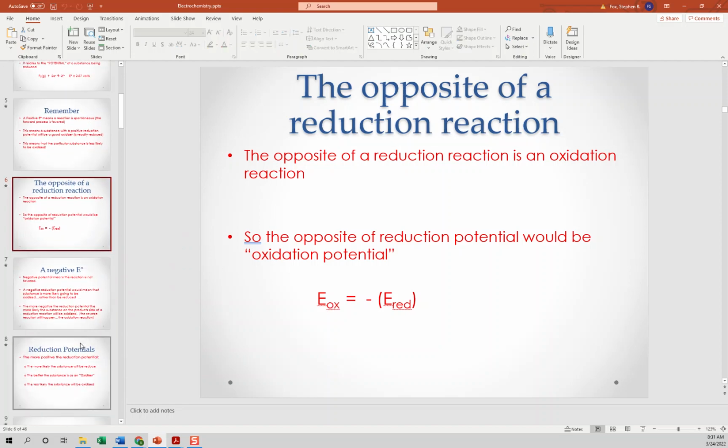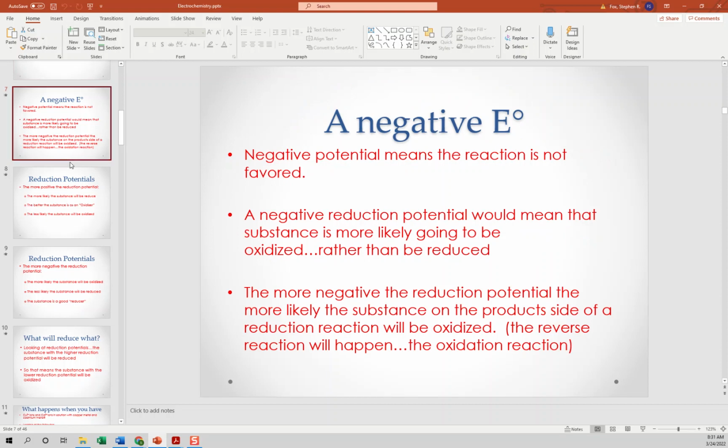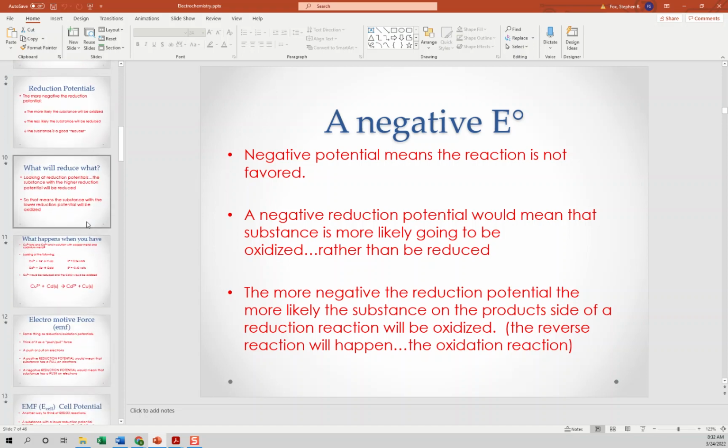All right. So again, a negative potential means not favored. So if you have a negative oxidation potential, you're probably not going to be oxidized. If you have a negative reduction potential, you're probably not going to get reduced, okay? But what's the flip side of that? If you have a negative reduction potential, that means if you reverse the reaction, there's something in that reaction that has a positive oxidation potential. Or if you have a negative oxidation potential, if you flip that reaction, there's something in that reaction that has a positive reduction potential, okay?